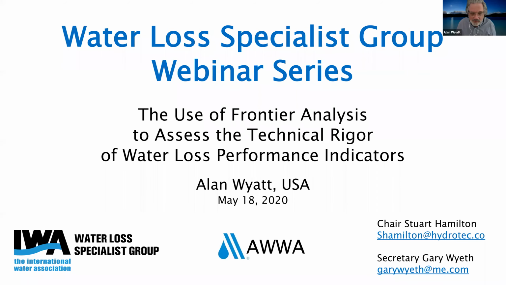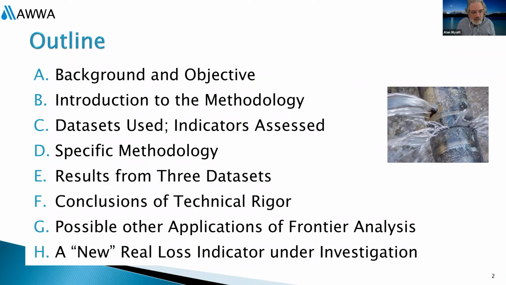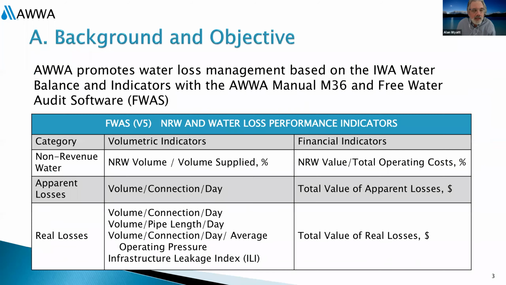Here's my outline, and I'm going to go through A through F and probably G and stop there. I have a few slides on a possible new, maybe not quite so new, real loss indicator, which I will say is under discussion. Various people on this call have been looking at it. There are still some open questions, but I thought people might be interested if we have time.